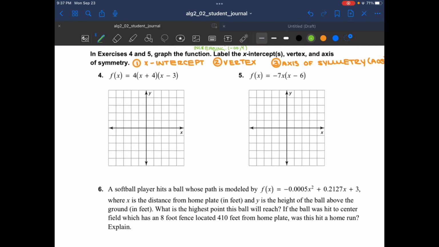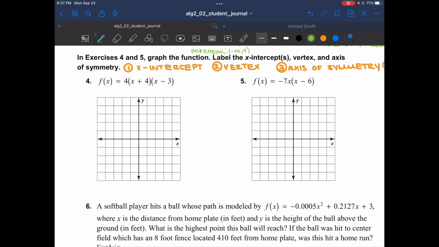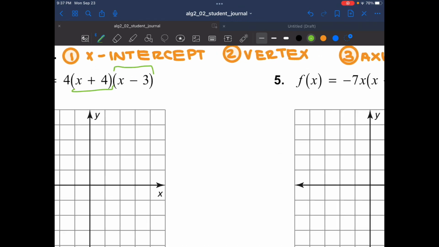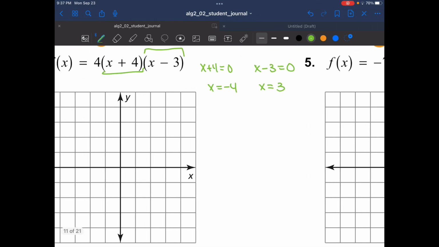Awesome. All right, let's take a look at the bottom part here. So we need to find the x-intercept, the vertex, and the axis of symmetry. First things first, we're going to set these factors equal to 0. So we're going to have x plus 4 equals 0, and x minus 3 equals 0. That's going to leave us with x equals negative 4, and x equals 3. Okay? That means I have intercepts at negative 4, 0 and 3, 0.